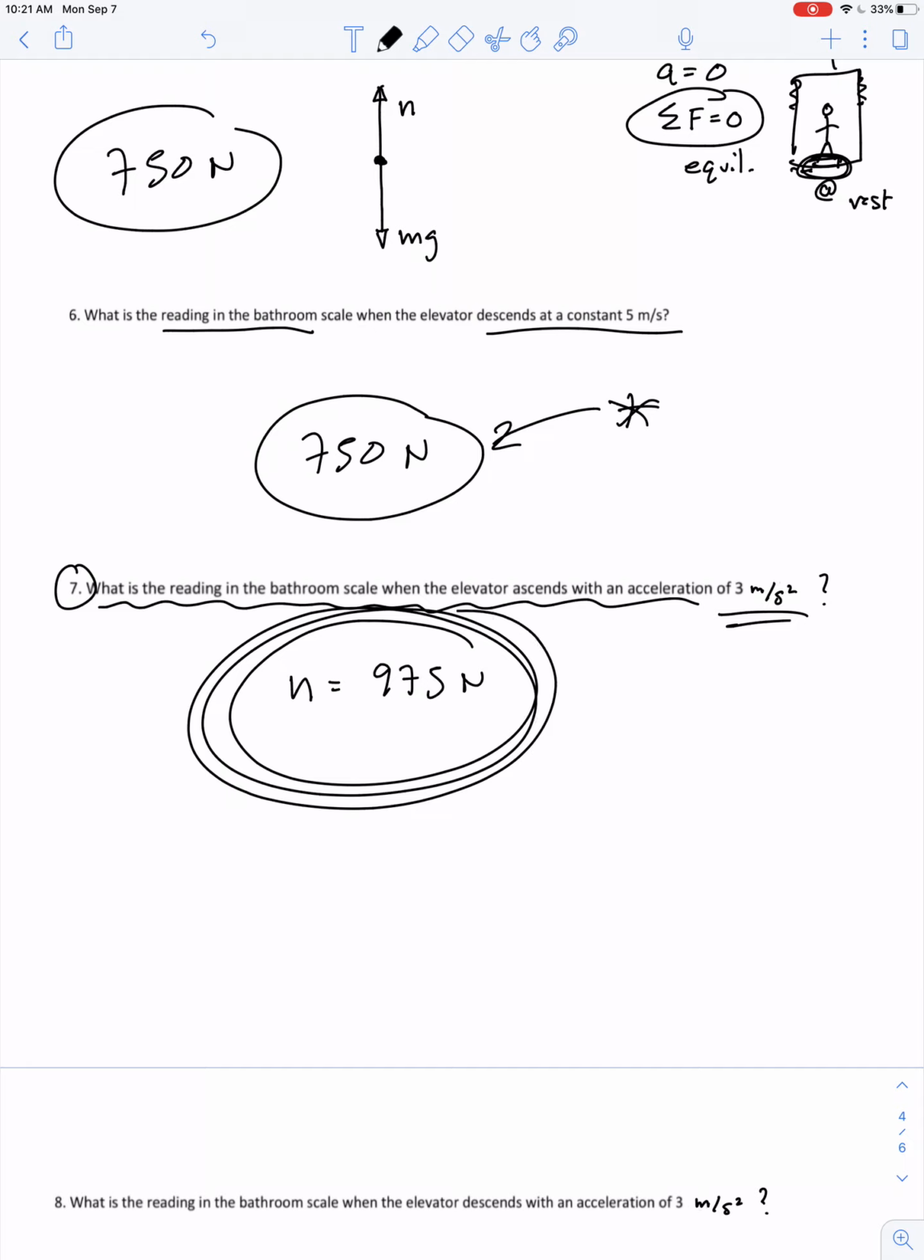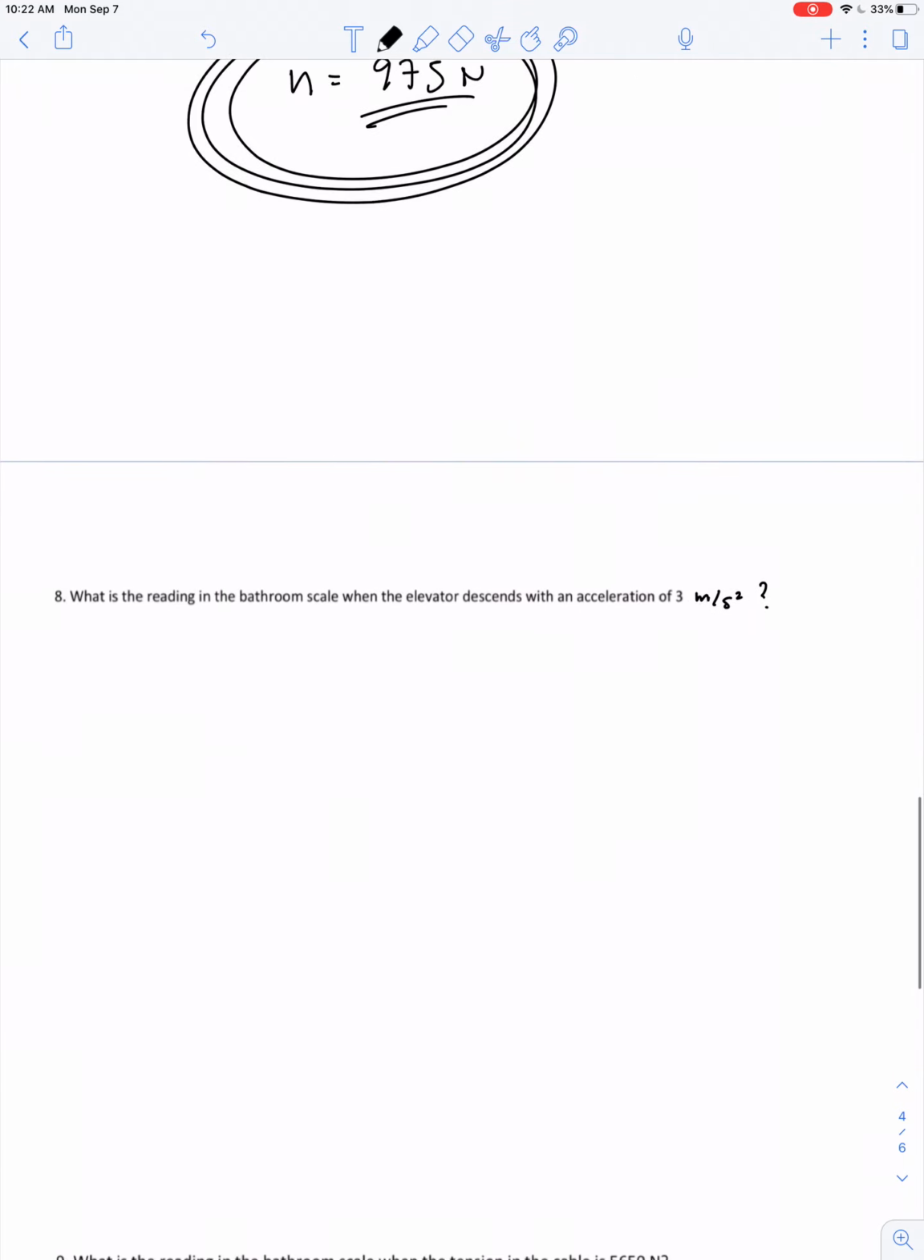So that's not to say you suddenly weigh more. You don't weigh 975 newtons. You weigh 750 newtons, but you feel a contact force of 975. So bathroom scales don't necessarily always read your weight. If you were to stand on a bathroom scale in an elevator that's accelerating, it's going to read something other than your weight. In fact, what if the elevator were to descend with a downward acceleration of 3 meters per second squared?